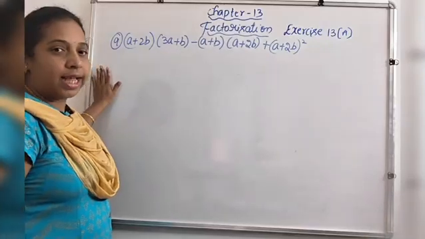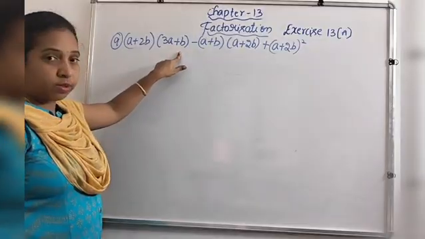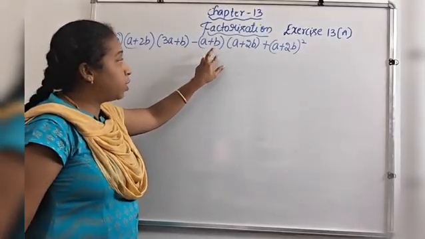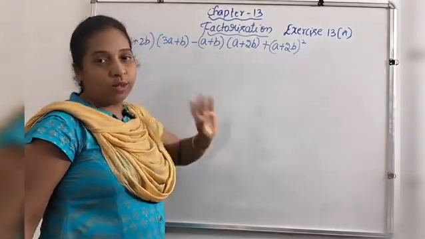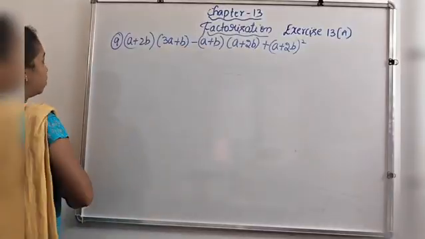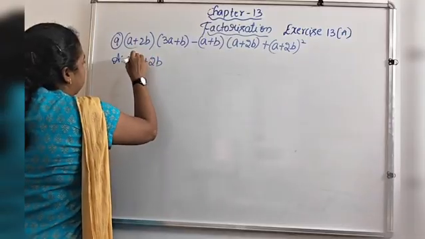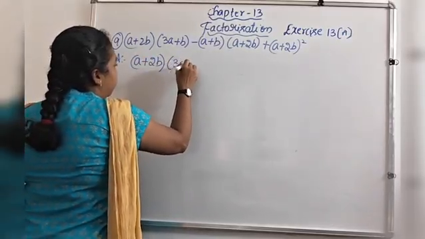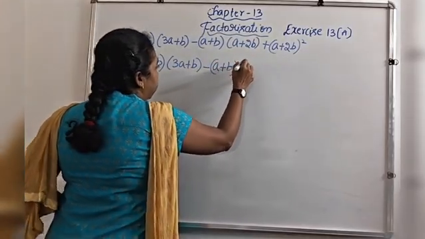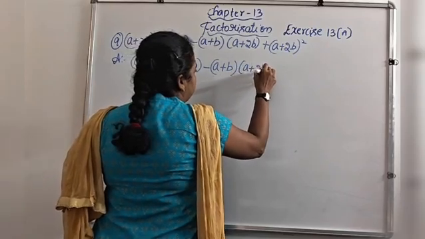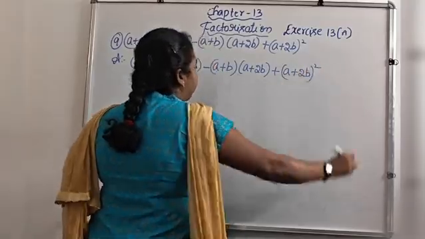Right? Ninth question. So ninth question is a plus 2b into 3a plus b minus a plus b into a plus 2b plus a plus 2b whole square. So again, usually what I will say, write the question as it is, a plus 2b into 3a plus b minus a plus b into a plus 2b plus a plus 2b whole square.